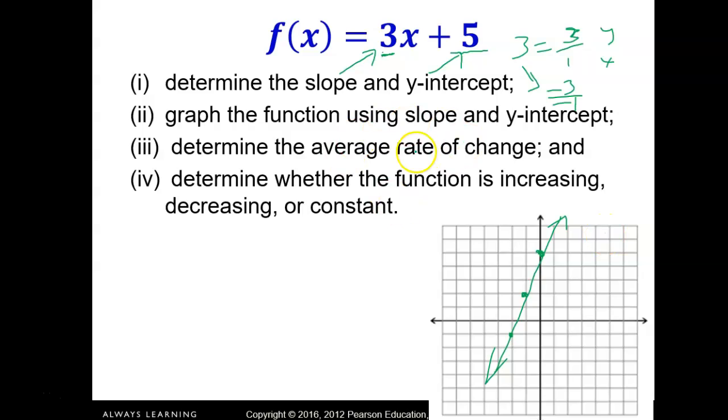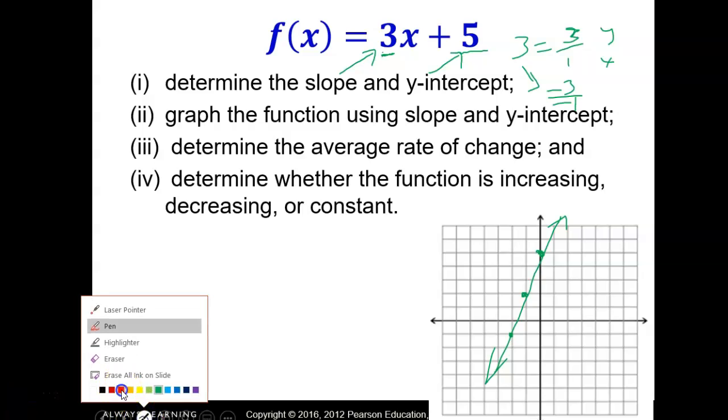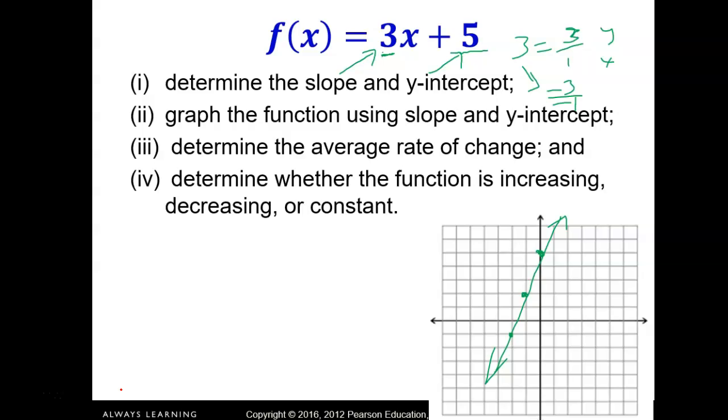Okay, so determine the average rate of change. The average rate of change is the slope. So the change in y over the change in x, which we already know from our graph. We can tell to go from one point to another, 3, 1. The graph is increasing from left to right. So the slope is 3.